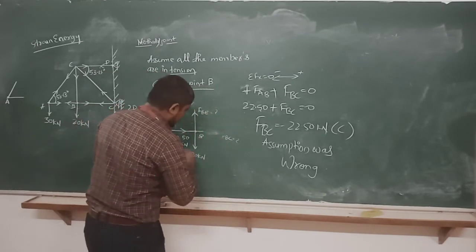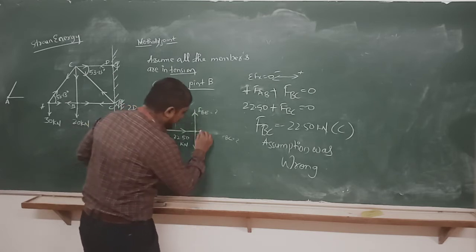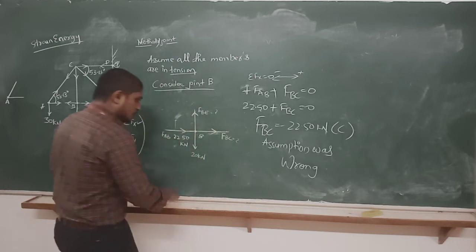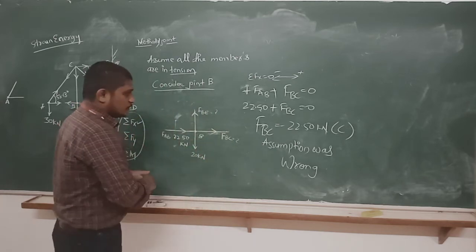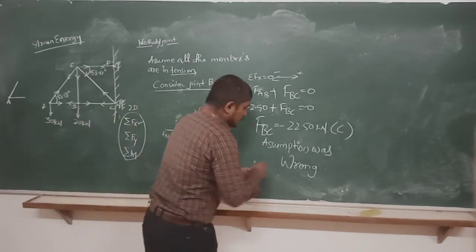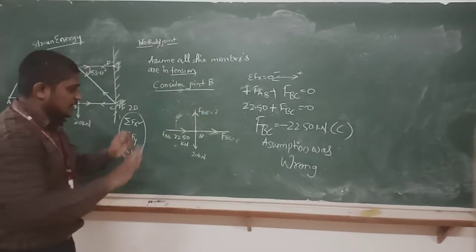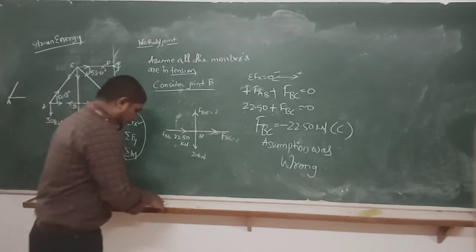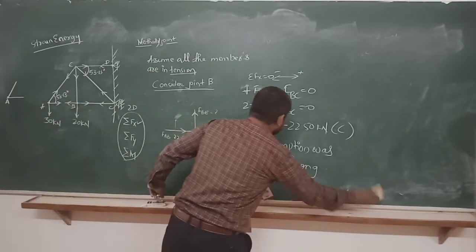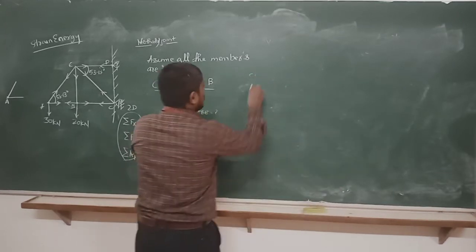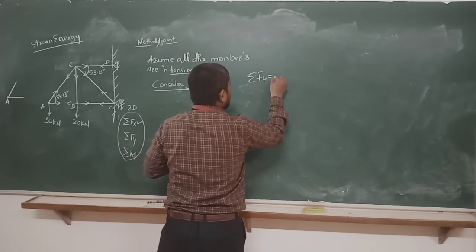These are the fundamentals of mechanics. So this is FBC. Whatever assumption we have made, we have made, but the final answer is what we are getting. In the next joint when we consider, that time you can change the direction. So right now don't change anything.